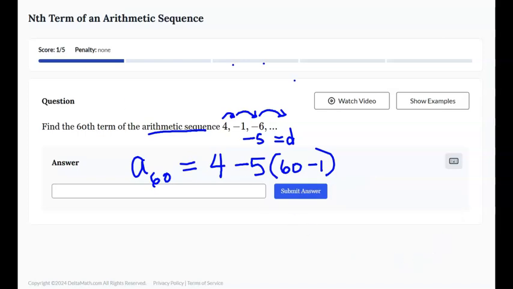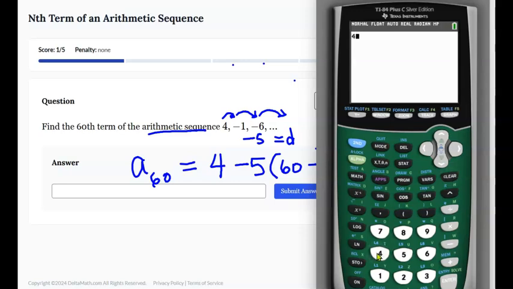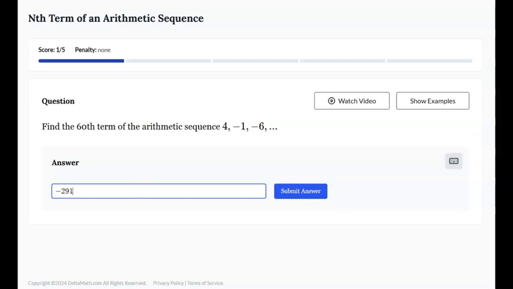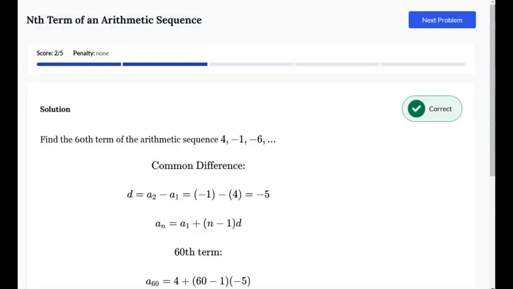Put that into your calculator. So 4 minus 5 parentheses 60 minus 1. And I get the answer in the 60th position is negative 291. Click Submit, and we're done.